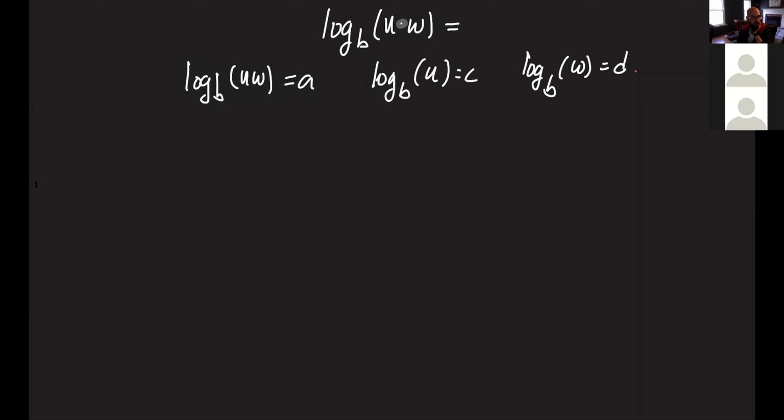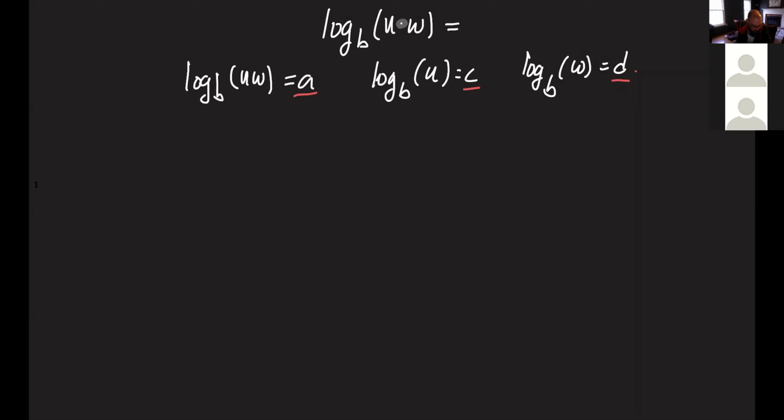part one in this exploration says rewrite A, C, and D using the rules of logarithms, right? So when I think about A, C, and D, I want to rewrite each of these expressions, right? So I have three expressions right here. I want to rewrite them, and I don't want logarithms to be in there anymore, okay?